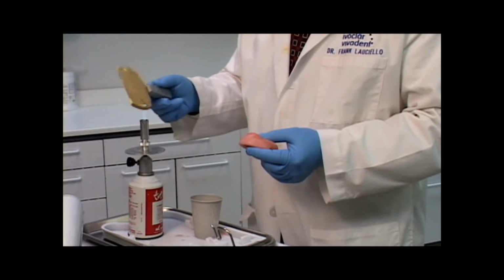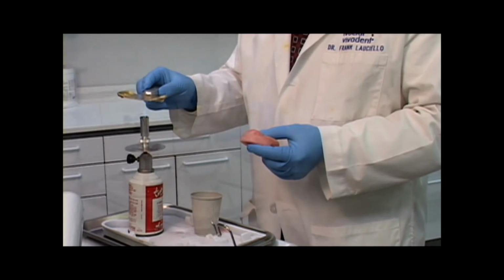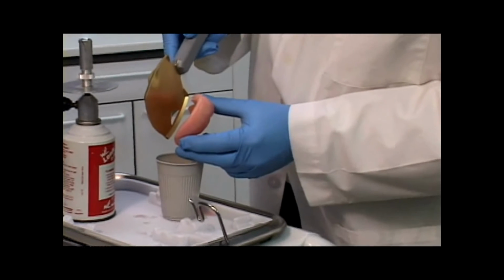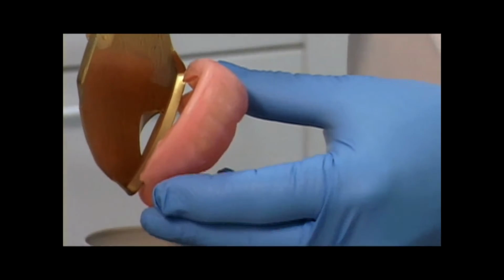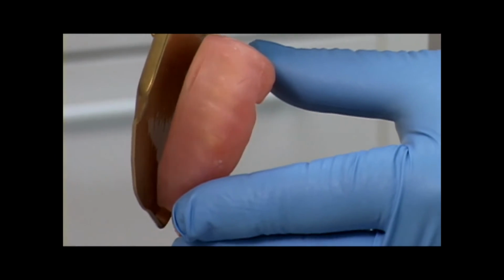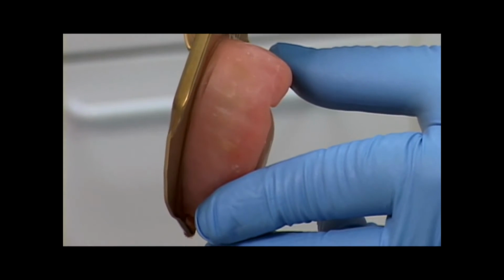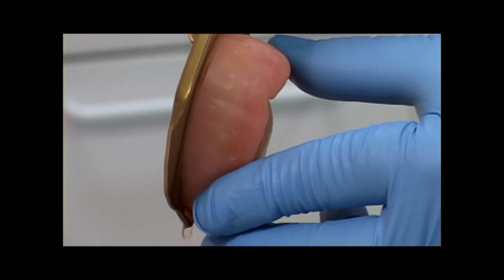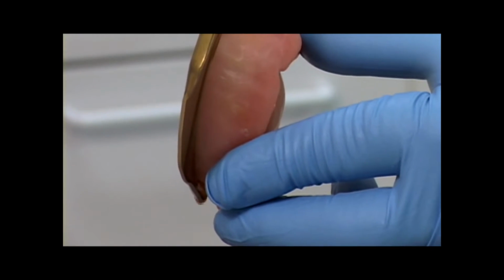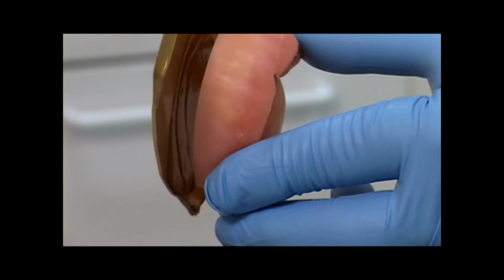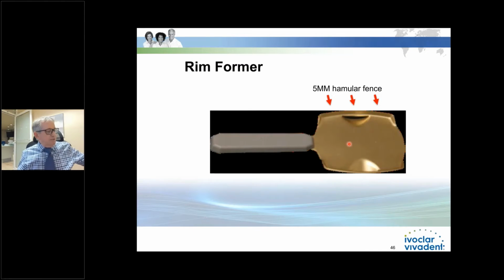The rim former is heated over a flame, and the 5mm fence is positioned over the hamular notch area of the denture base. The rim former is slowly brought forward, melting the wax up to the designated mark. Note how the melted wax is automatically guided through the center spillway. You're probably accustomed to seeing this big old thing.